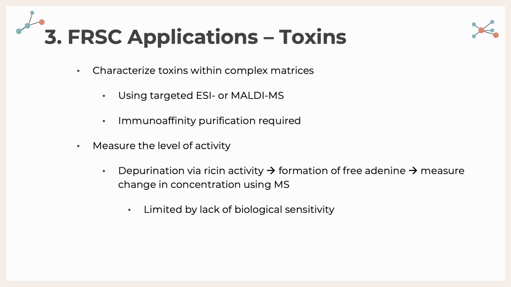But one thing with the measure of activity to consider is that ricin is not the only protein toxin that uses this mechanism. This mechanism belongs to the family of type 2 ribosome inactivating proteins, and therefore it lacks biological sensitivity. So, yes, you can measure the formation of free adenines, but that doesn't necessarily mean it's ricin specifically. It could be a different type 2 ribosome inactivating protein. That's just something to consider when measuring protein toxins and activity.